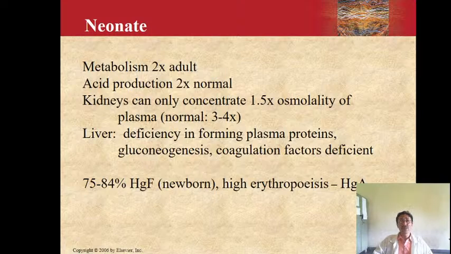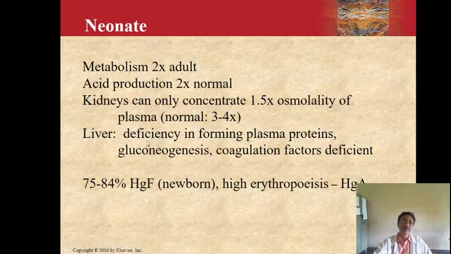Now, what are the changes which are taking place? Metabolic activity. The metabolic activity in a child, you will see, is much higher compared to an adult. Most of the parameters are around 1.5 to 2 times more than the adult in a neonate. So the metabolic rate is twice that of the adult. The acid production is also twice the normal in an adult. The concentrating ability of the kidney is only 1.5 times osmoles that of the plasma.